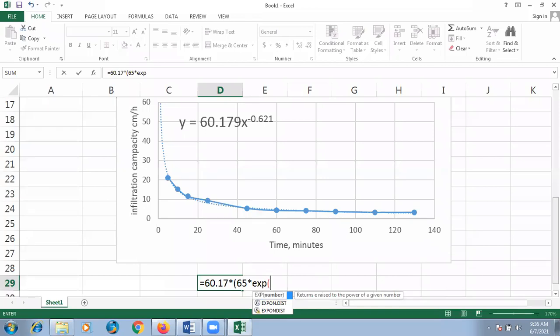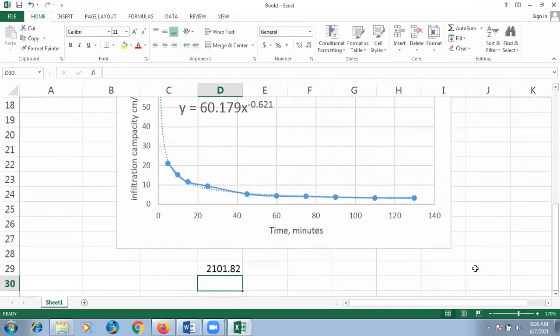Exponential minus 0.621 will determine the value of infiltration capacity at time 65 minutes.